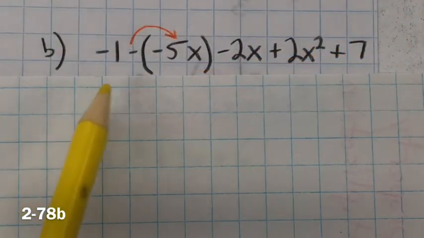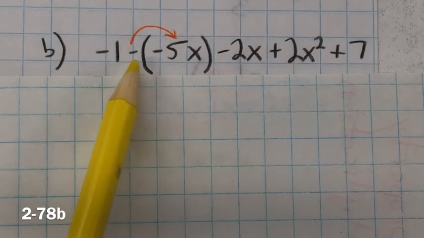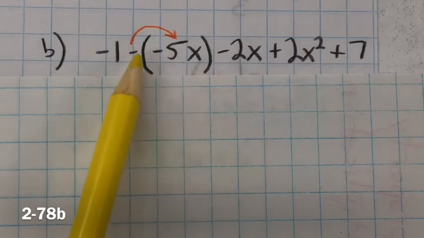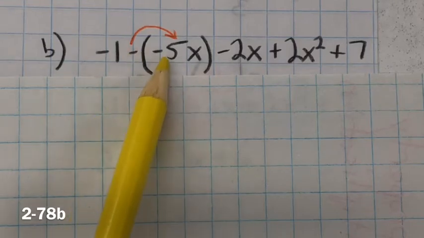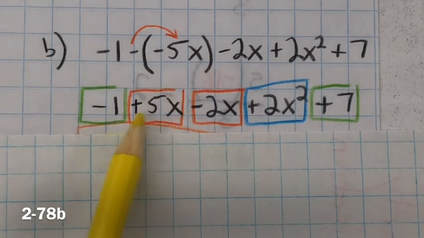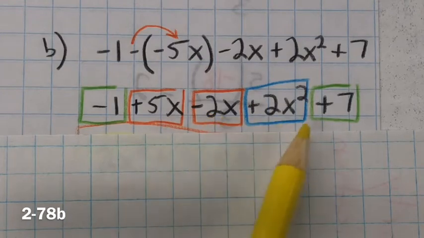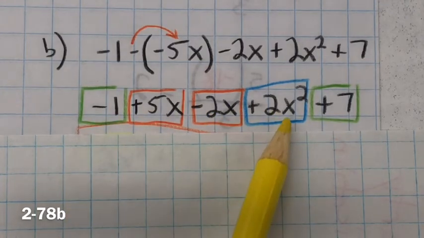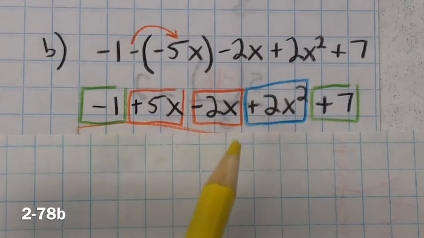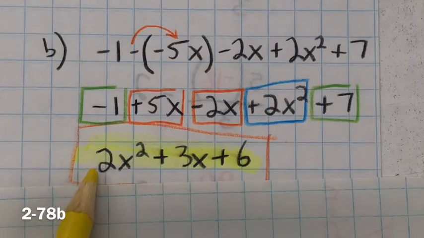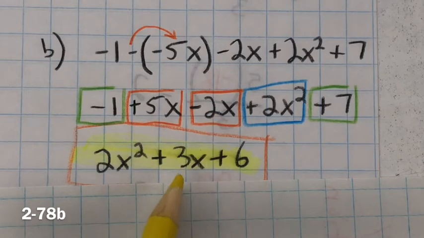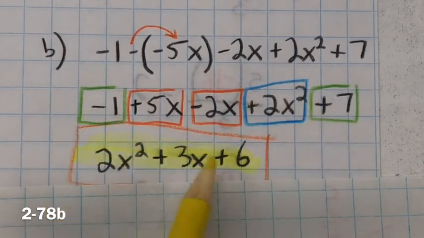Problem 278b, I first need to do the distributive property. I need to distribute this negative to this term inside the parentheses. So the opposite of a negative 5x is a positive 5x. Now I group the like terms, coloring all the x's orange, the units green, and then x squared blue. I only have one x squared, so there are no other like terms, so I have 2x squared. Then 5x minus 2x is 3x, 7 minus 1 is 6.